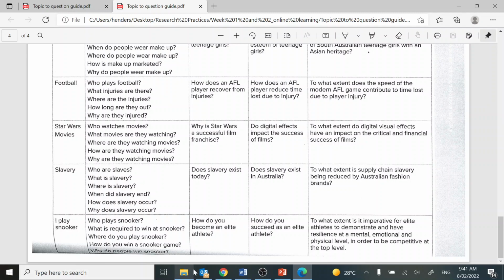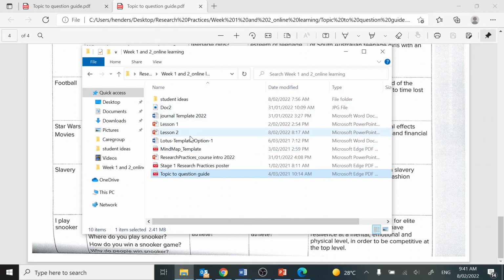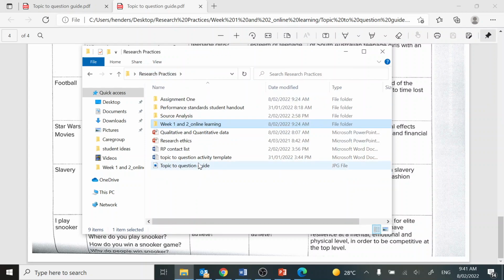So the activity sheet that you now require is, for some reason, not here. That's handy. There we go.